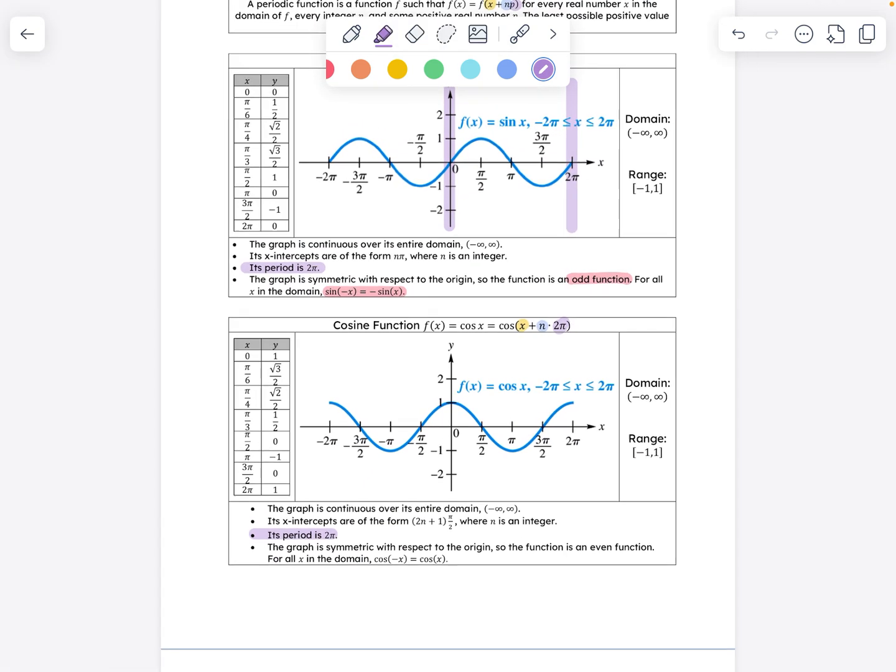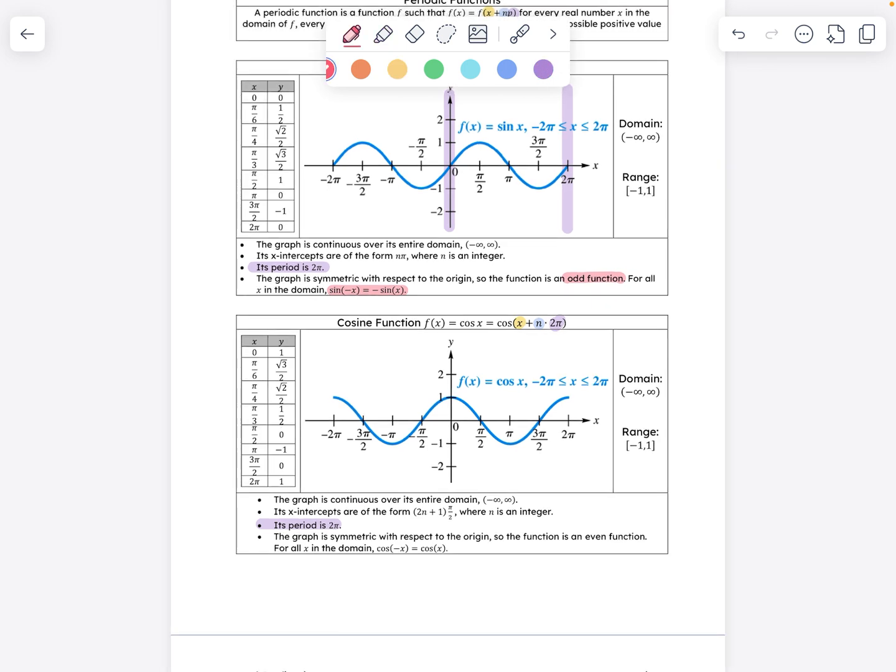The biggest thing you'll notice is that our sine function does start at the point 0, 0, because the sine of 0 is 0, while you'll notice that our cosine function starts at the point 0, 1, because the cosine of 0 is 1. It does have the same period, so we start here at 0, and we go to 2 pi before it starts the wave over again.